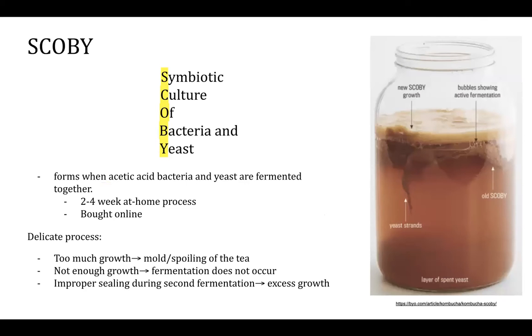So SCOBY is an acronym which stands for Symbiotic Culture of Bacteria and Yeast. You can see a picture of SCOBY on the right in kombucha, and it forms when acetic acid bacteria and yeast are fermented together. Now, creating SCOBY and especially using it to create kombucha is a very delicate process because too much SCOBY growth can result in the molding of the tea. Not enough growth doesn't allow for fermentation to occur. And just in general, improper sealing, like during the second fermentation process, results in excess growth, which again creates mold.